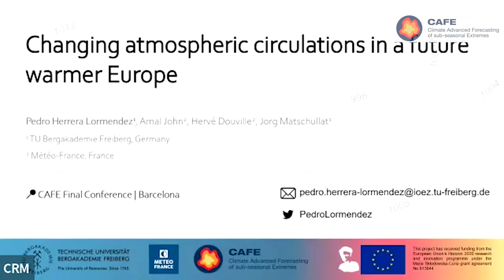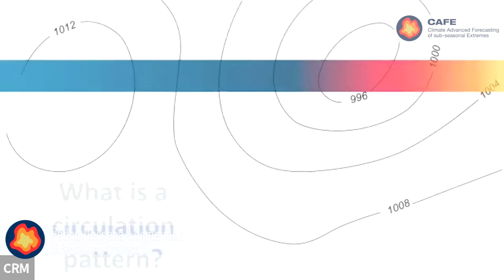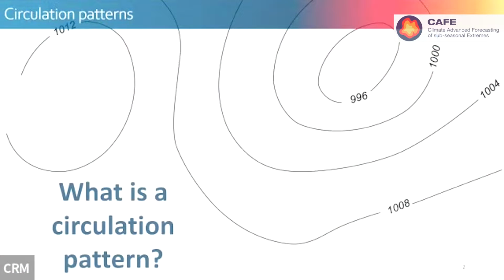Changes in atmospheric circulations over Europe, given a warming world, warming also Europe. And then we can start with questioning what is actually a circulation type or a circulation pattern. We often hear terms like circulation types, patterns, large-scale weather types, or even weather regimes.